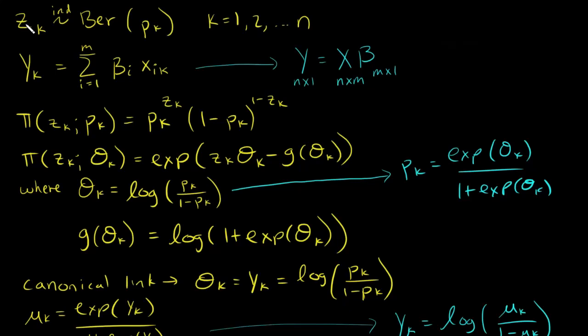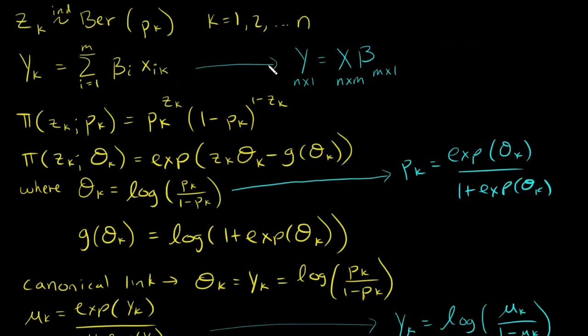So we have our data. Our outcome data are Bernoulli distributed, so they're yes/no type data, or 0s and 1s, with probability of success p, and they're independent. Then we have y, which is the sum of these unknown betas, which are what we want to estimate, times x. So x is going to tell us something about the probability of success.